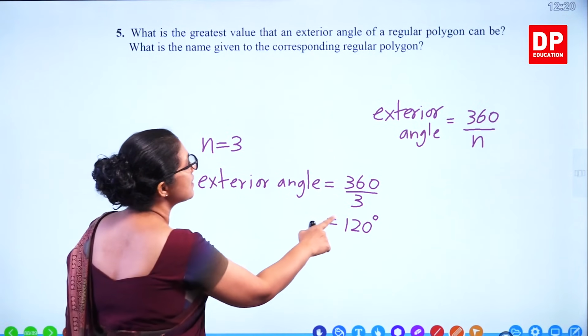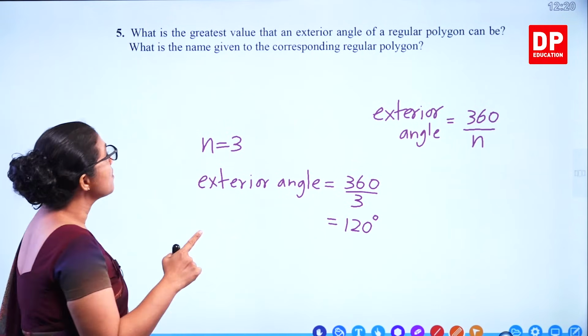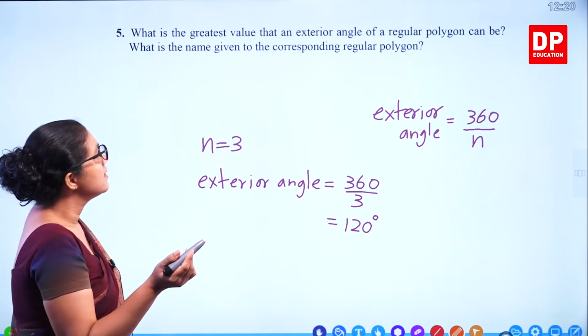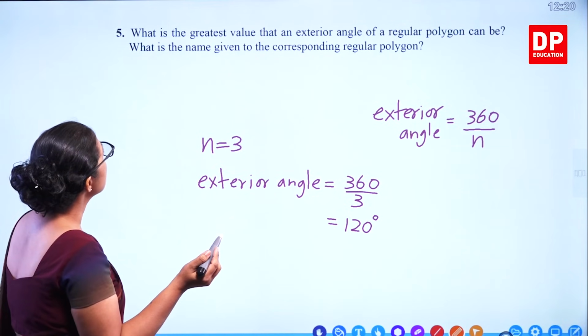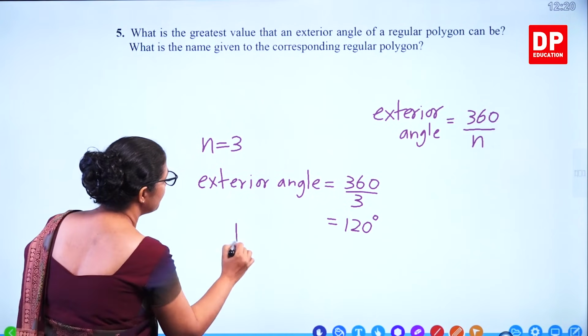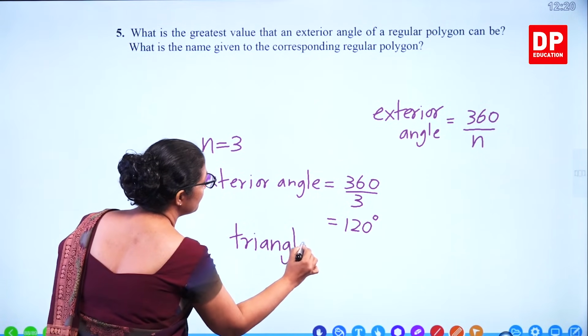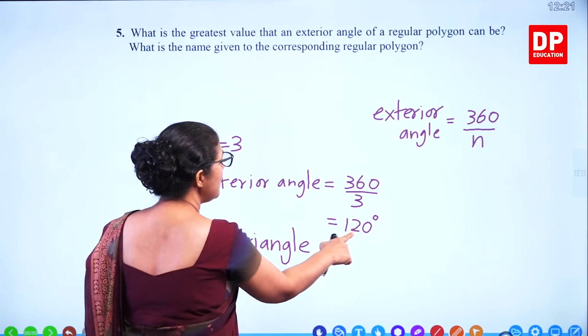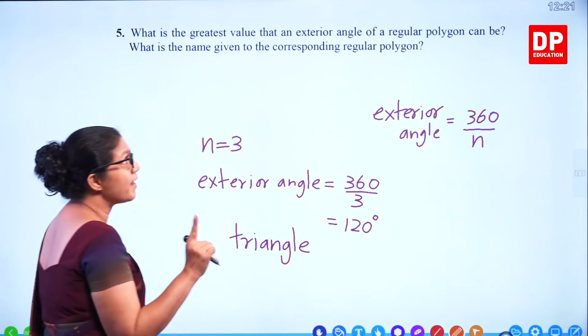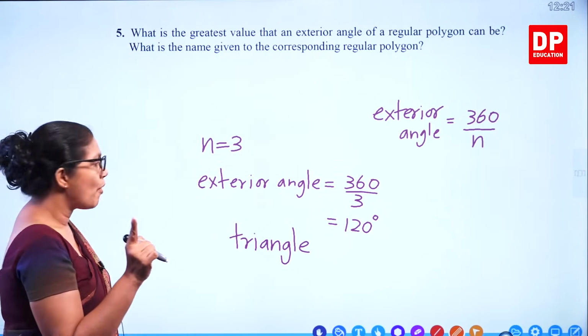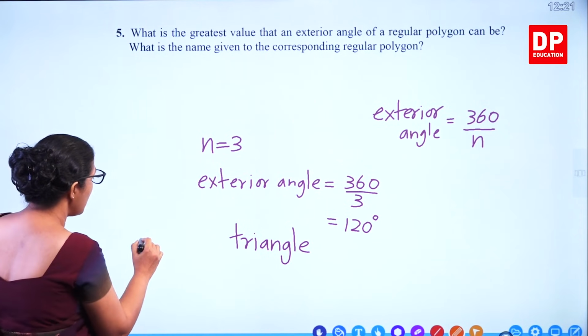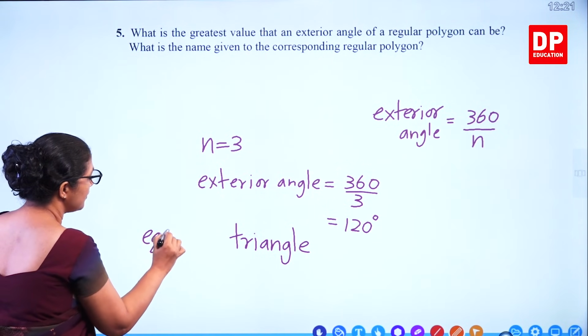And what is the name given to the corresponding regular polygon? So you get this one. So what's the polygon? Three-sided one. That's a triangle. So that's a triangle, and this is a regular polygon. So we can say equilateral triangle.